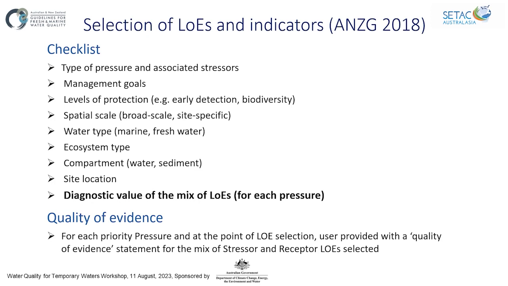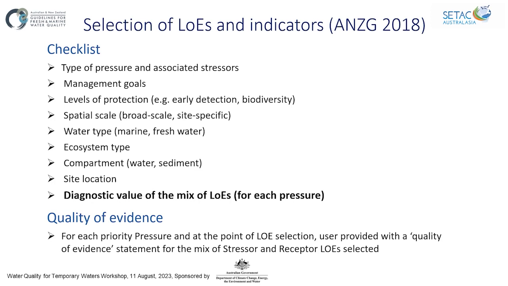Obviously, we're dealing here with inland waters, but there are saline systems as well. The ecosystem type, whether we're in the waters or sediments, what part of Australia we're dealing with. And lastly, there I've got emboldened the diagnostic value of the mix of lines of evidence for each of the pressures that we're studying. And that comes down to the first part of weight of evidence, and that's looking at the quality of the evidence that we're gathering from the indicators at the outset. We don't want to be evaluating a monitoring program, where traditionally weight of evidence comes in, if in fact we've missed key indicators at the outset.